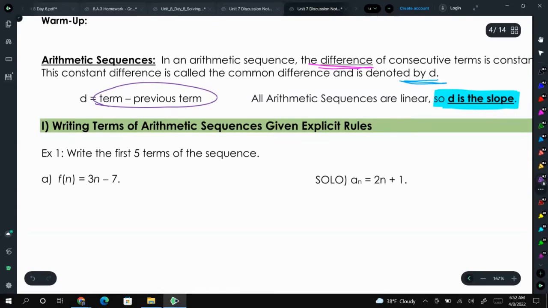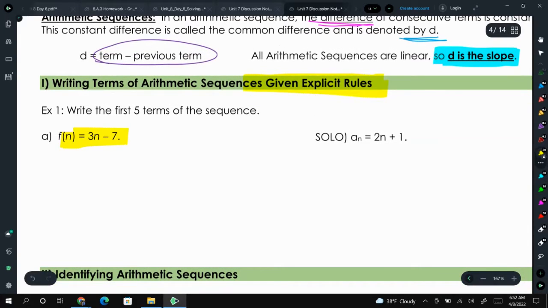Now, another new terminology is something called an explicit rule. An explicit rule is a rule that you can plug any value for n into to get that term, kind of like a function. And that's right here. You may say, well, that's function notation: f of n, or f of x, equals 3n minus 7. If I want to find the 12th term, I can plug in 12 for n. That's what makes this an explicit rule, because I can quickly calculate a specific term.